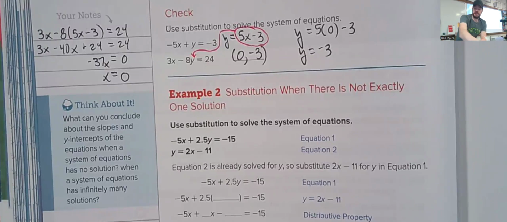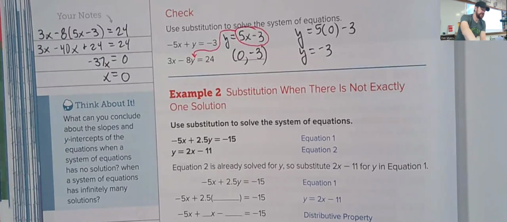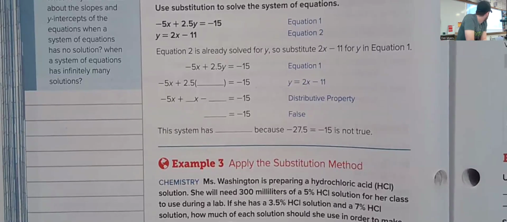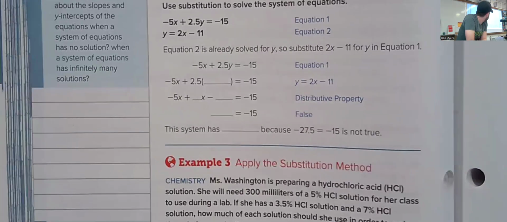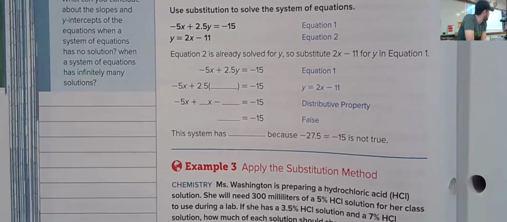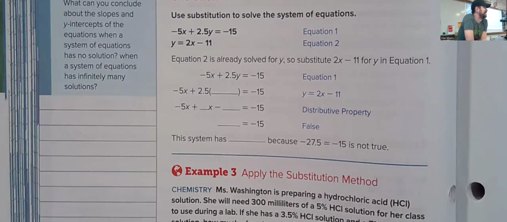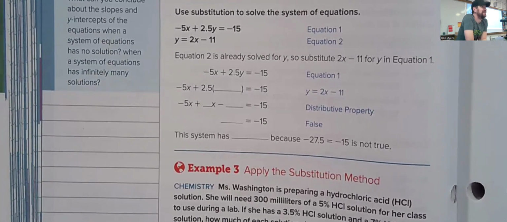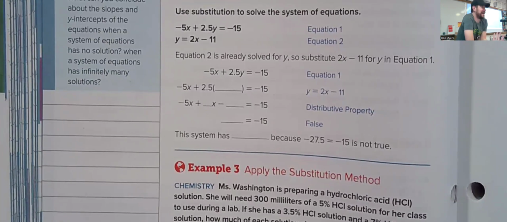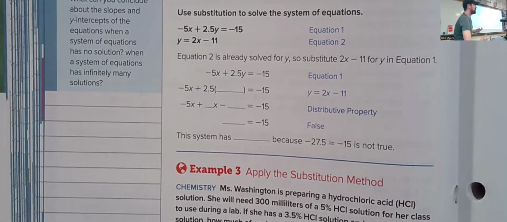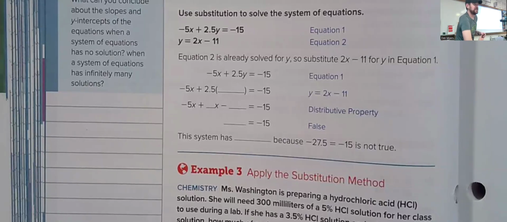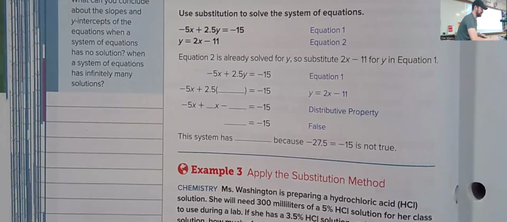All right, let's keep going. Example 2, substitution when there is not exactly one solution. Well, let's figure out what the heck that means. Which of these two equations is going to be easiest to get a variable by itself? The second one, yeah, because it already has a variable by itself. Okay, y is already by itself. Don't overthink it. If a variable is already by itself, just leave it and use it. Take what it gives you.